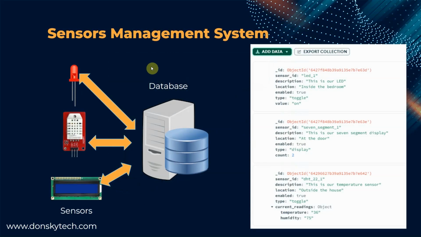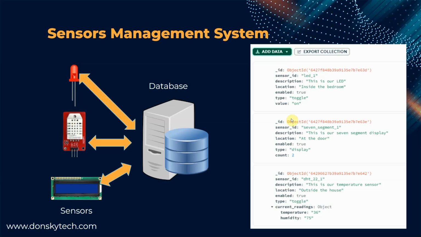In this sample IoT project, we are going to keep track of the sensors that we are going to attach to our system. The data for each sensor is stored in our MongoDB database. In a future project, I will show you how easy it is to control your sensors from your database using your Arduino, Raspberry Pi, and MicroPython devices.